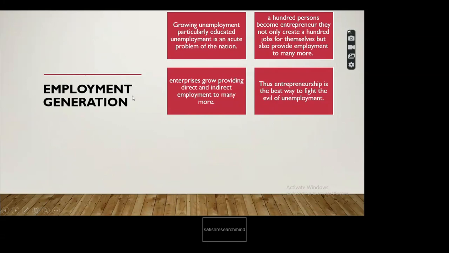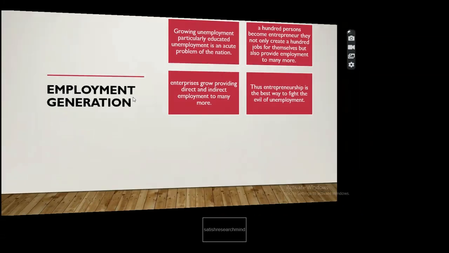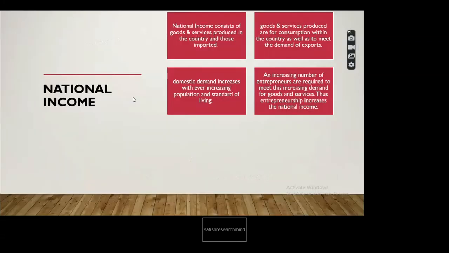That is what we call employment generation. Is it clear? This is about employment generation, the first importance. How can you develop it? These are four very important things. The second thing is national income, right? So what about our national income? What is national income?